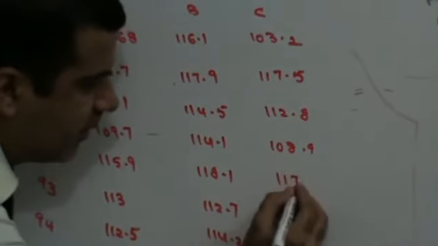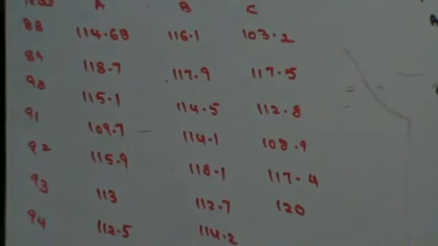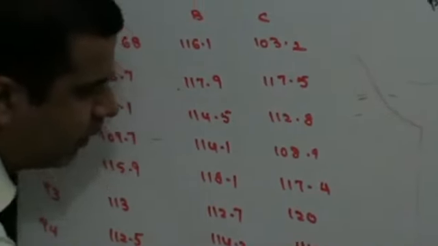Next, 505 divided by 4.3 is 117.4. 540 divided by 4.5 is 120, and finally 574 divided by 5 is 114.8. Now that I have this data ready, I should be able to answer the questions based on this.